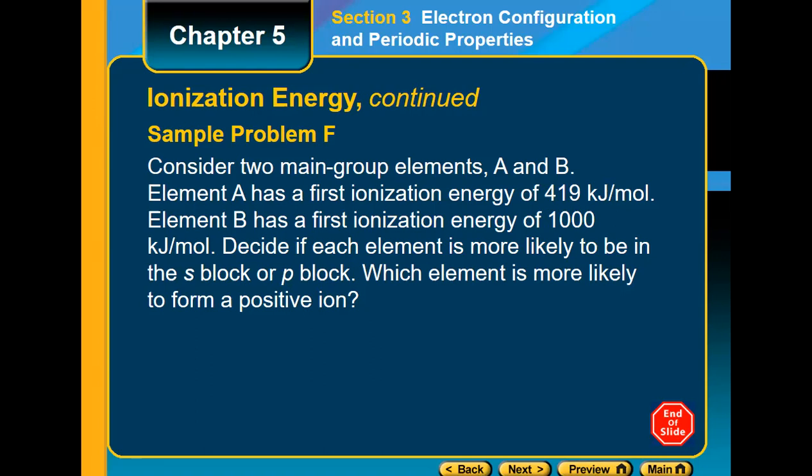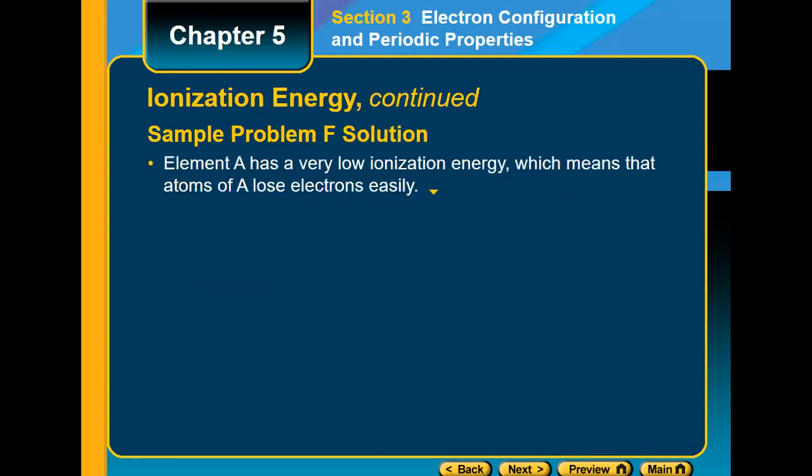Simply, they are located in the same period, but in two different groups. As we know, once we move across the period, the ionization energy increases. So we could predict that element A, which has 419 kilojoule per mole of ionization energy, will be in the s block, while the other element B will be in the p block because B has higher ionization energy than A. And as A is in the s block, it could be a metal, and metals easily lose electrons because they have a low ionization energy. So in this case, it's easy to form a positive ion.